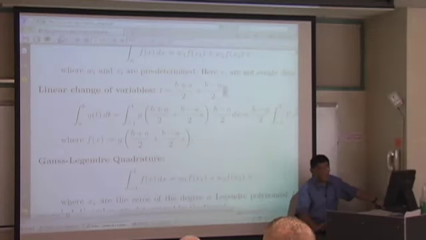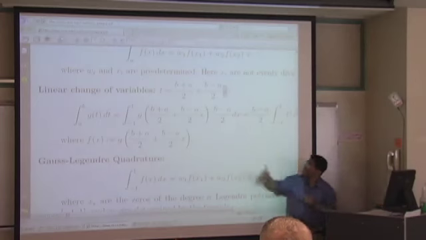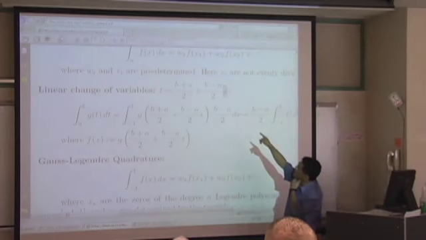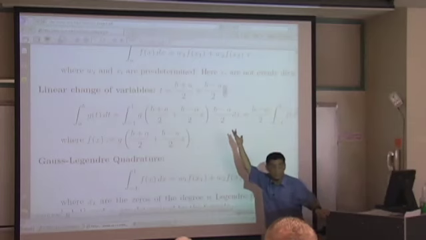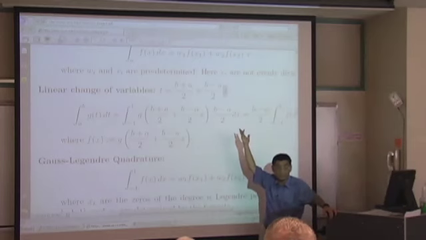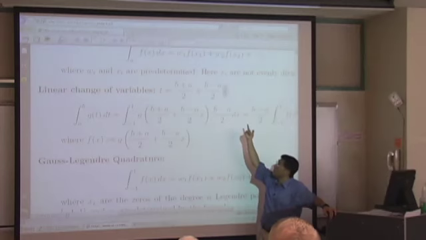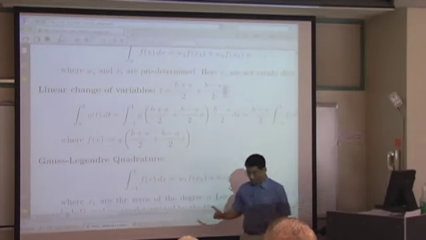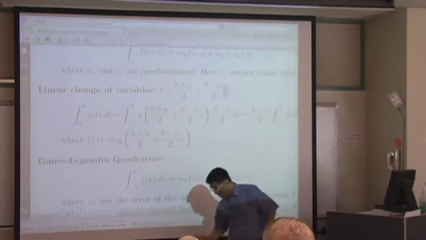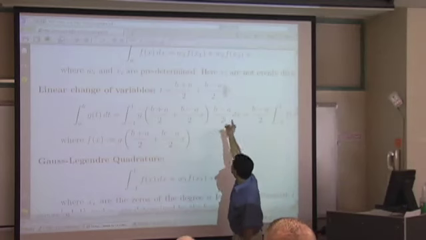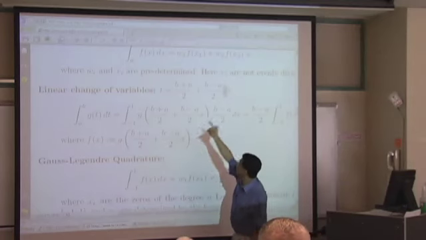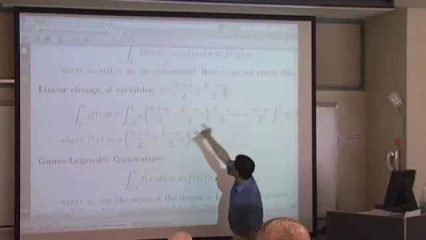So assume that x is -1, what happens here? -1, then minus b plus a. And the minus signs are cancelled out. There are two a's. So if x is -1, what do you get? A. If x is 1, what happens? B. So -1 becomes A, 1 becomes B. So the interval is handled.